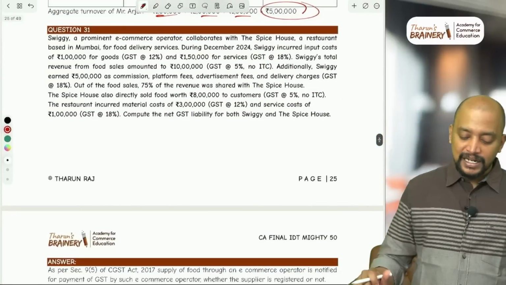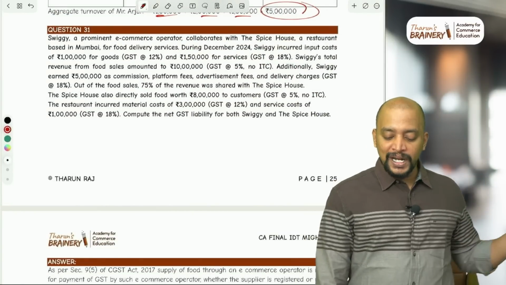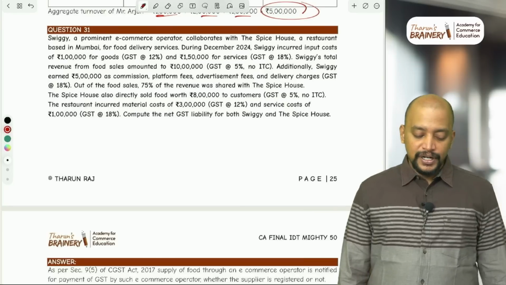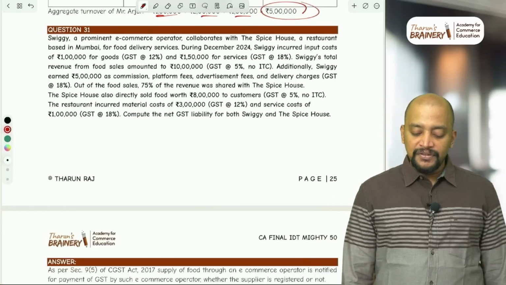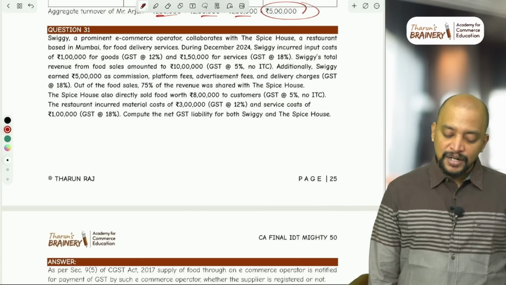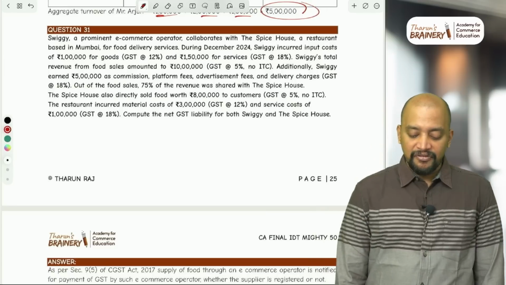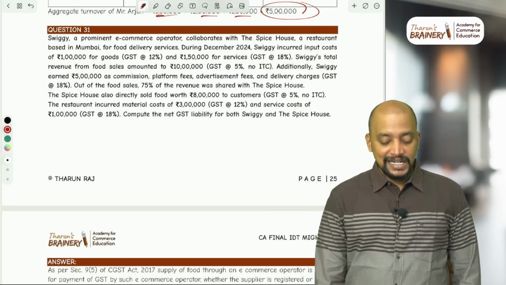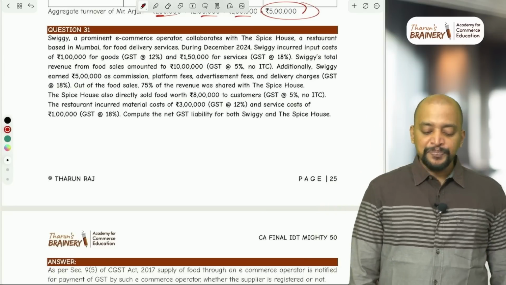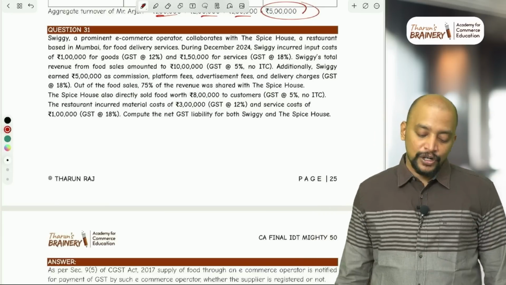Then question number 31. Swiggy, a prominent e-commerce operator, collaborates with the Spice House, a restaurant based in Mumbai, for food delivery services. During December 2024, Swiggy incurred input cost of rupees 1 lakh for goods, GST at 12%, and 1 lakh 50,000 for services, GST at 18%. So basically, in case of supply of food through e-commerce operator, liability to pay GST is on e-commerce operator.